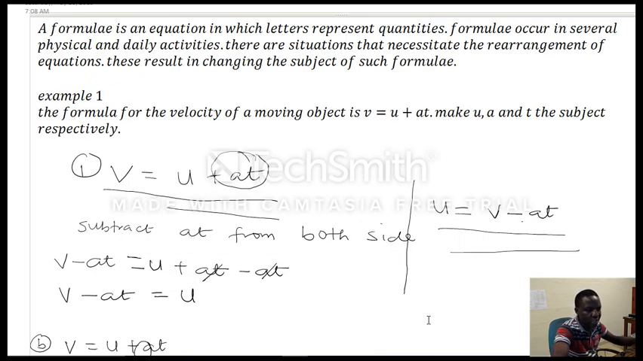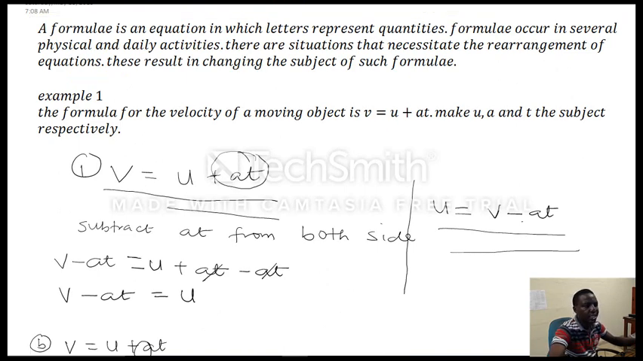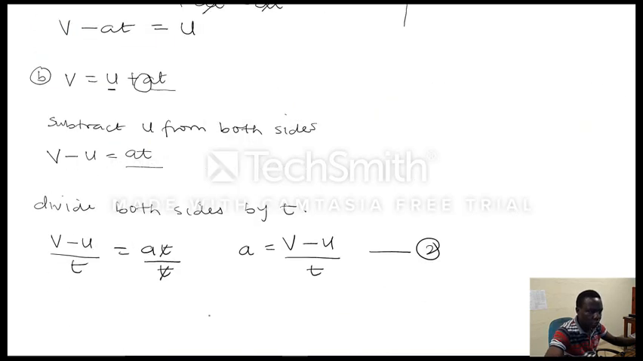And the question says we should make V, A, and T the subject respectively. I have made V the subject of the formula from equation 1, and also from equation 2, I have made A the subject of the formula. So next is for me to make T the subject of the formula. So just like I said, you can take from equation 2, equation 1, or from the initial equation, and from there you can make T the subject of the formula.